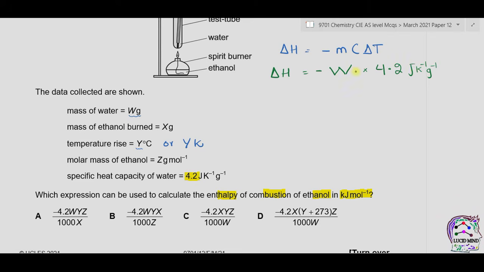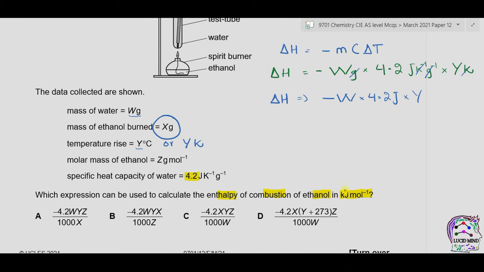W was given in grams. Change in temperature is going to be in Kelvin, so we can write Y Kelvin. Now we can cancel grams with per gram, and Kelvin with per Kelvin, so we have minus W into 4.2 joules into Y. Now this shows the energy that is released by burning X grams of ethanol.